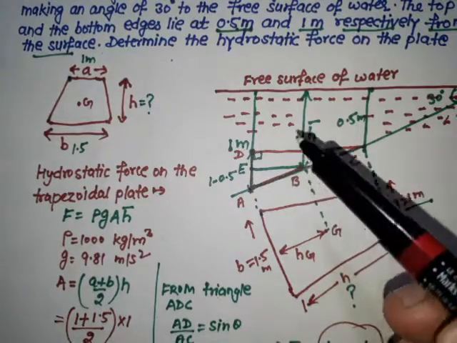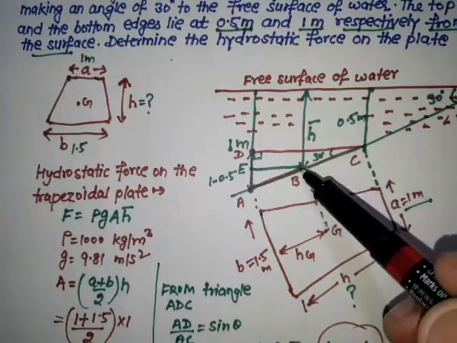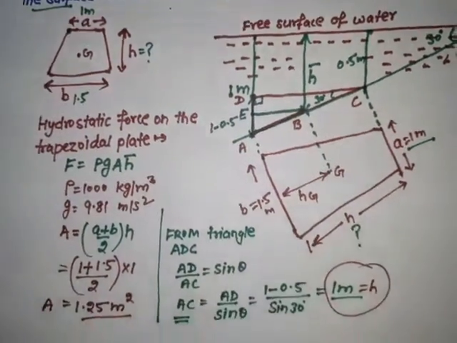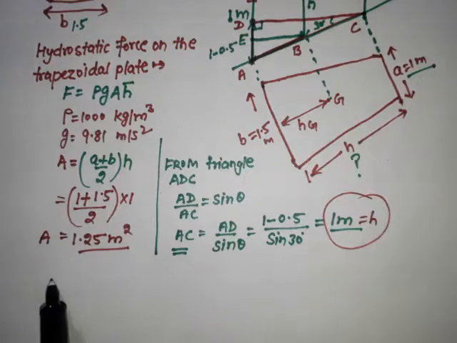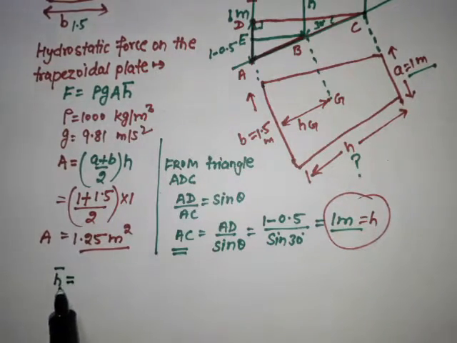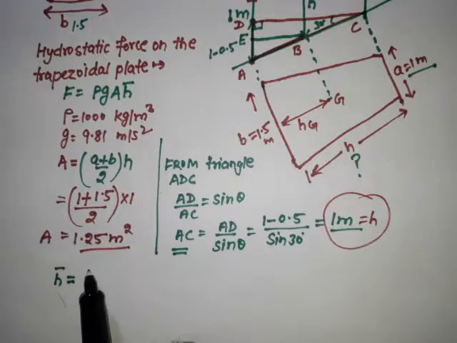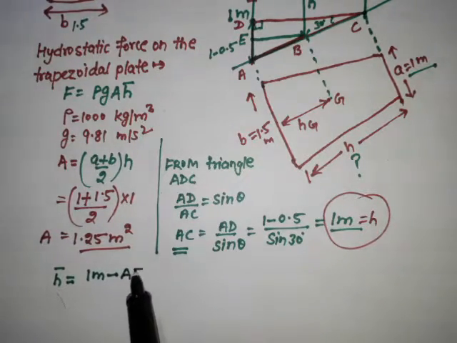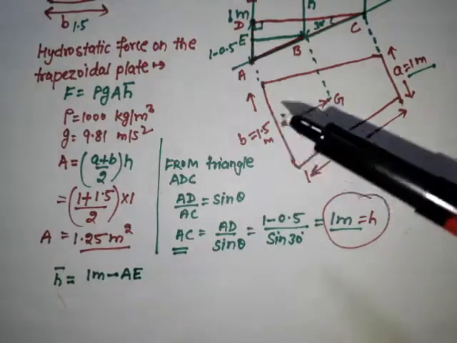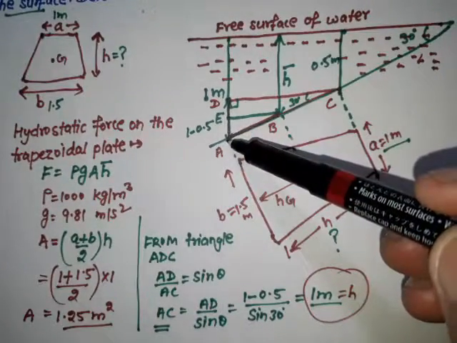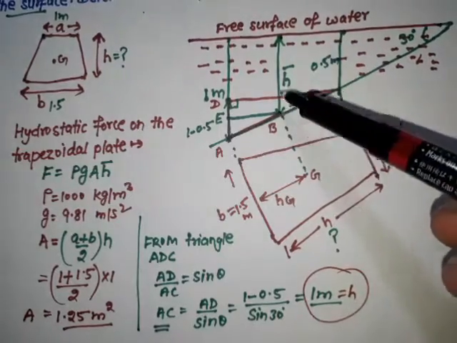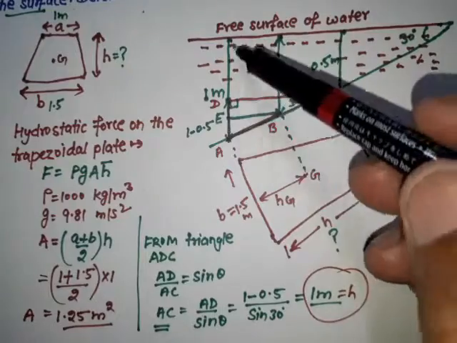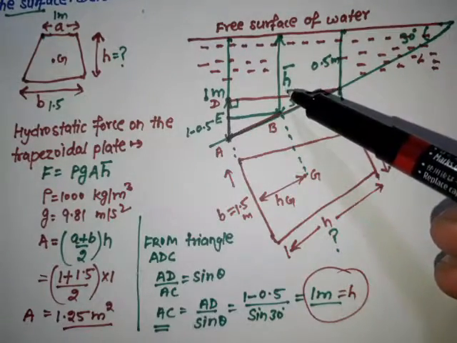because this h bar is equal to 1 meter minus AE. If I write here h bar, that is equal to 1 meter minus AE, because this total distance is 1 meter, and from this point to this point, both are equal. If I subtract AE from 1 meter, I can easily find out the value of h bar.